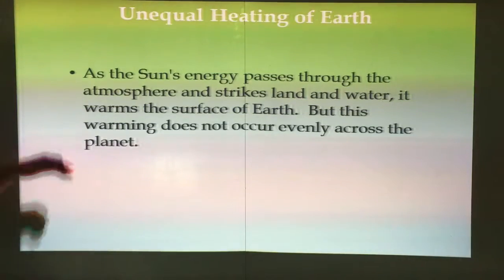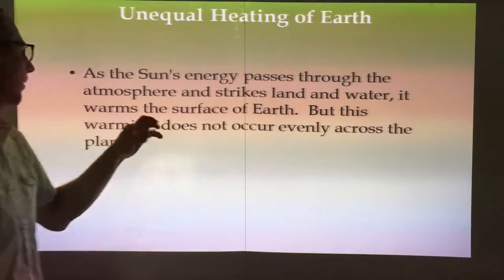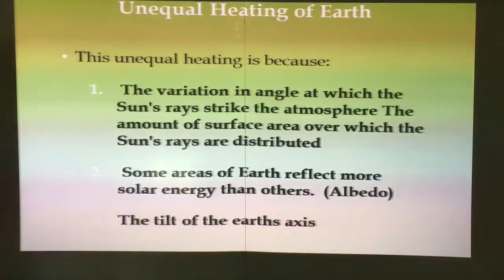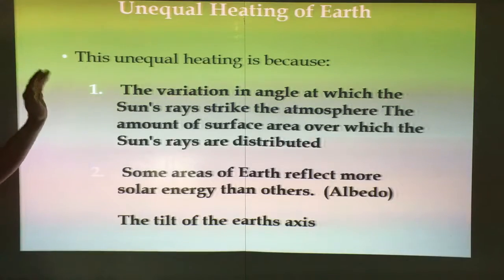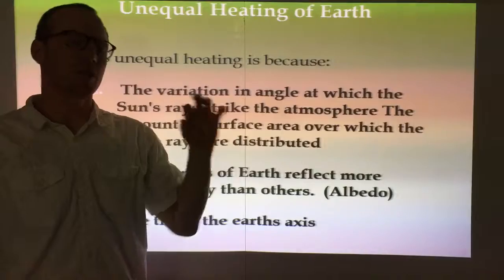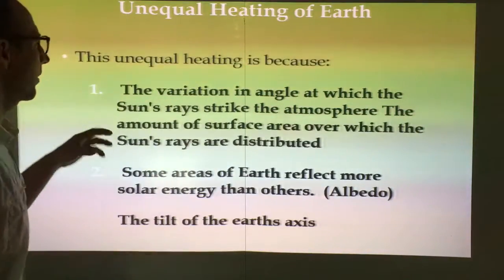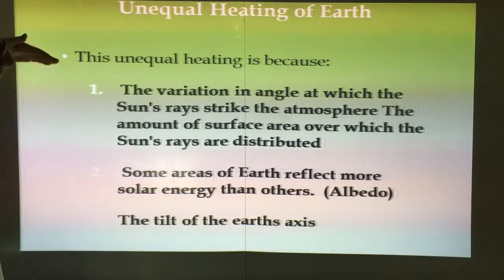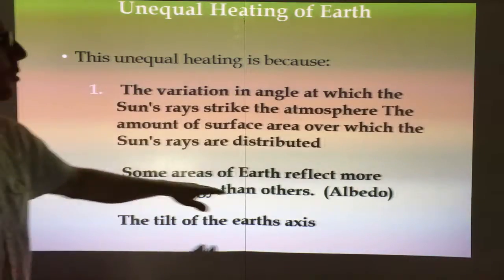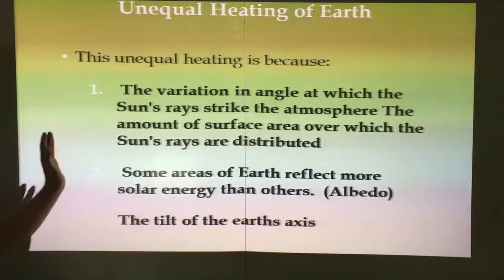Unequal heating of the earth. As the sun's energy passes through the atmosphere, it strikes the land and water, and it warms the surface of the earth. Now this warming doesn't occur evenly, okay? It has 3 things that really affect the unevenness, and this unevenness causes different temperatures, which can cause different forms of weather, okay? The variation in the angle at which the sun hits, the area at which more albedo or reflective nature hits, and the tilt of the Earth's axis at 23.